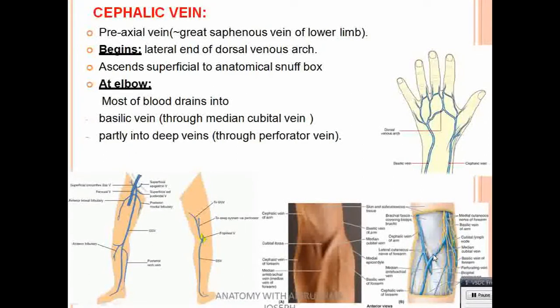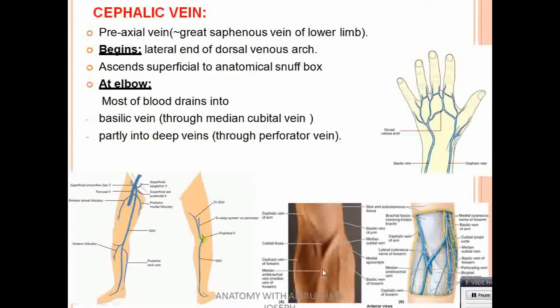There are some perforators which are connecting the median cubital vein to the deeper veins, which are seen on the deeper aspect, deep to the deep fascia. So they are called the perforators. There are some perforators which pierce the bicipital aponeurosis in this area and connect to the deeper veins.